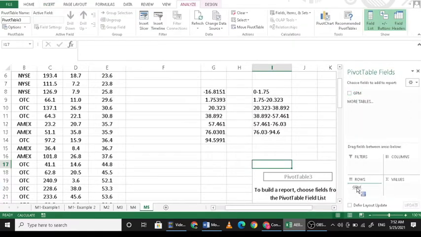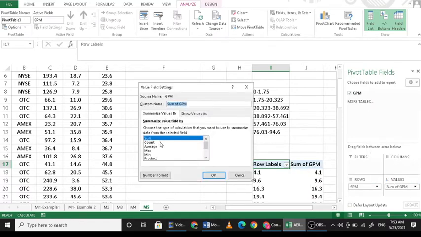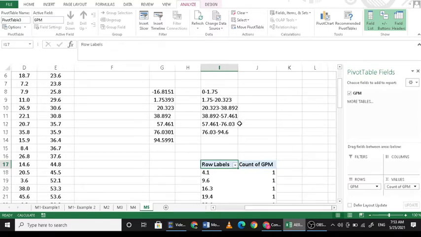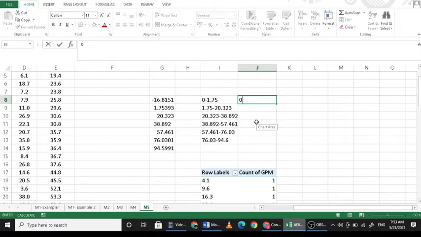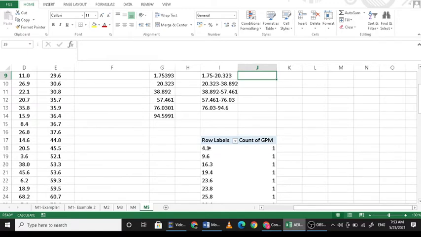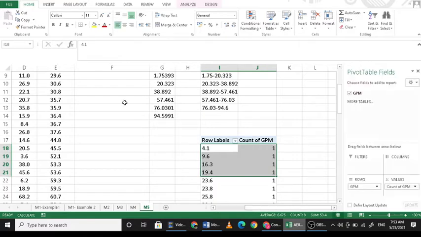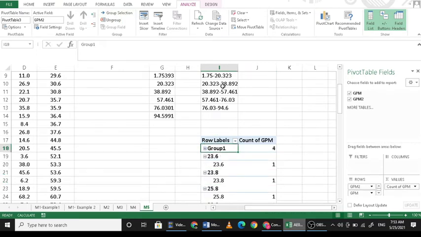Okay. Then, of course, the GPM. Then, of course, we use your count. Use the count. So you change this one to count. Okay. Then, using that one, the class 0 to 1.75, none. So this is 0. Then you have 1.75 to 20.323. Okay? So 1.75 to 20, so you group this one. Then the next class is 20 to 38.